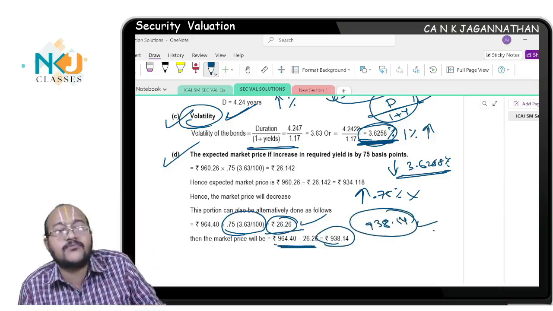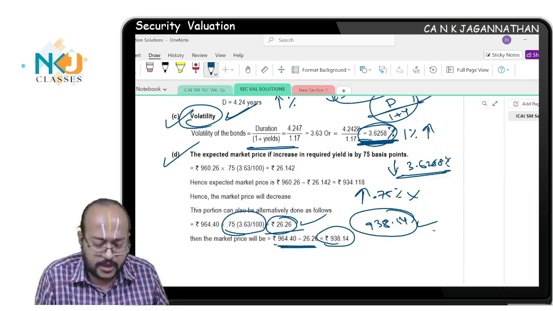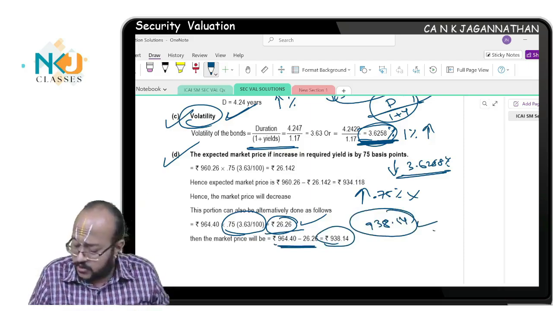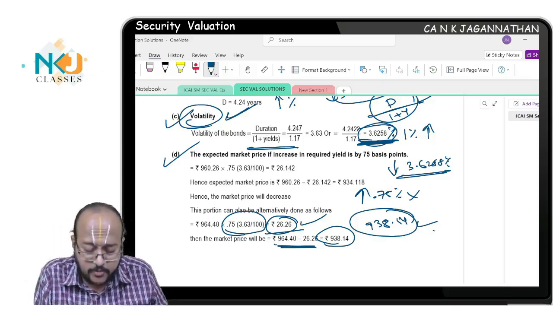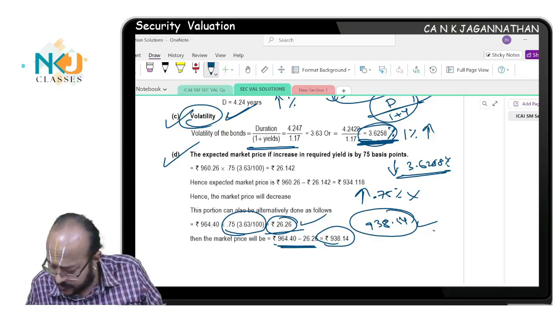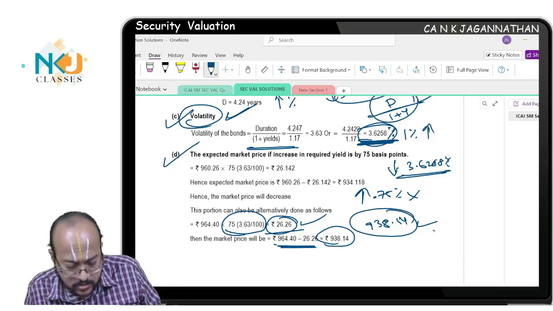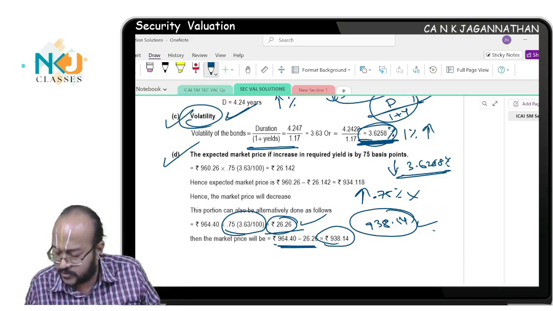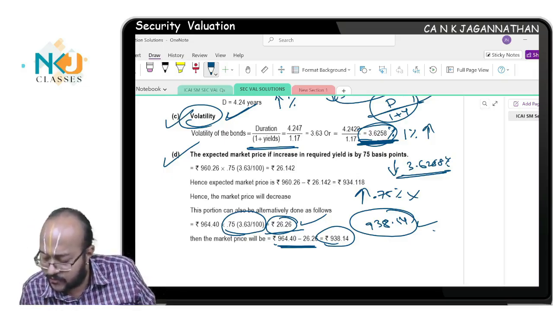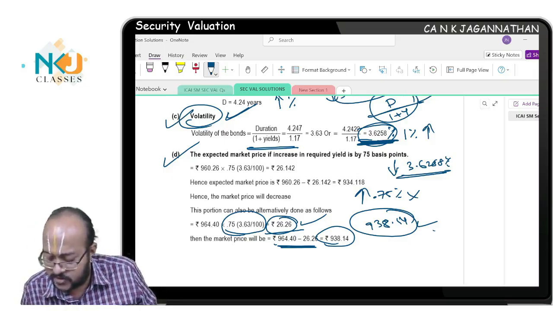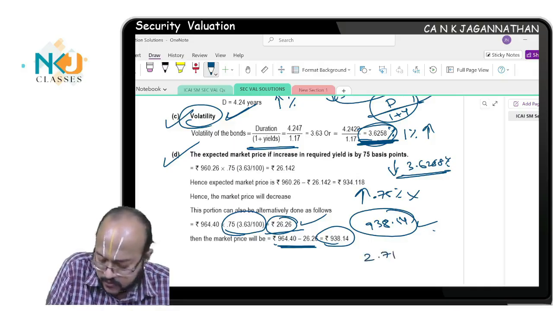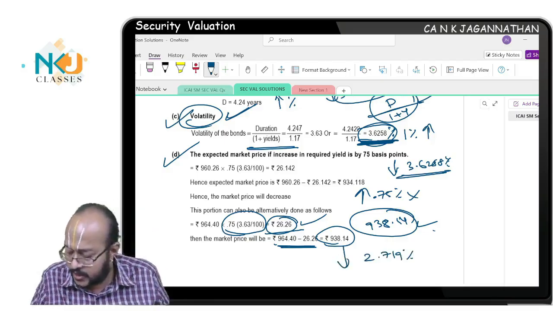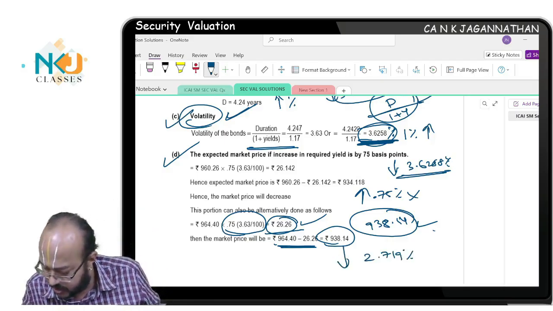They have directly computed it. I can show you, very simple. For 1% it is 3.6258, so for 0.75%, 3.6258 into 0.75 is 2.71935, okay, 2.719%. 2.719% is the drop in market price, which means 100 minus 2.719, how much is the difference?